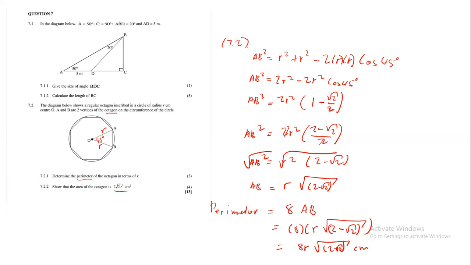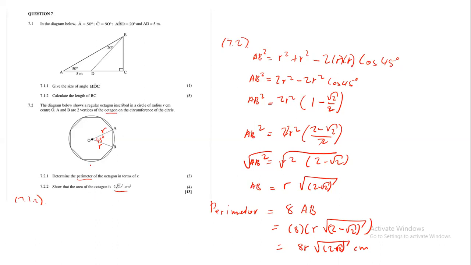Your units are very, very important, guys, because I've realized that some of the people tend not to write the units. So I'm going to mark you wrong there when I mark at the examination center. Now here it says to us 7.2.2. It says to us, show that the area of the octagon is provided to be this.